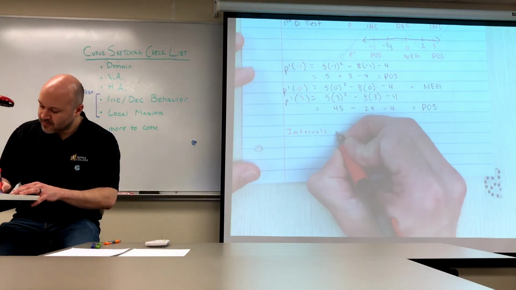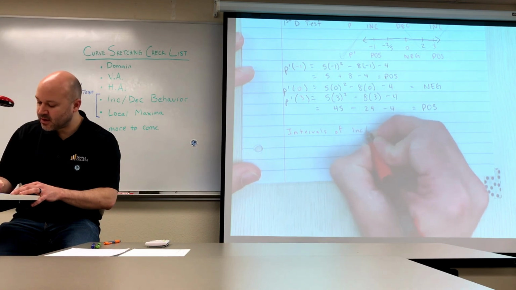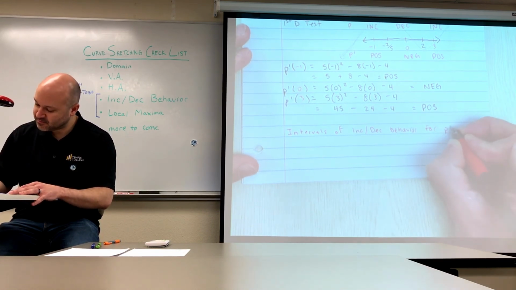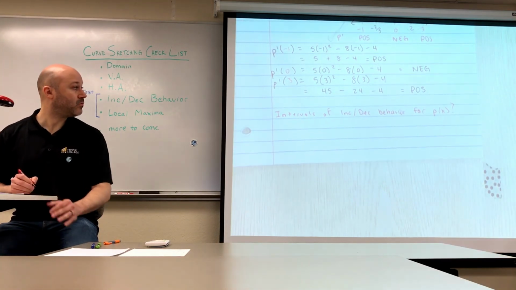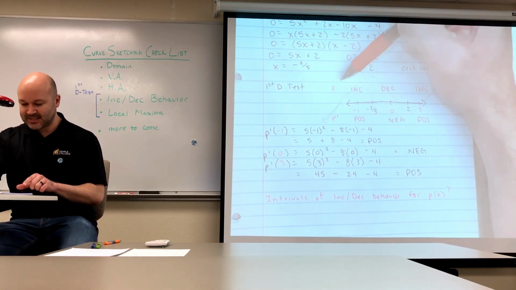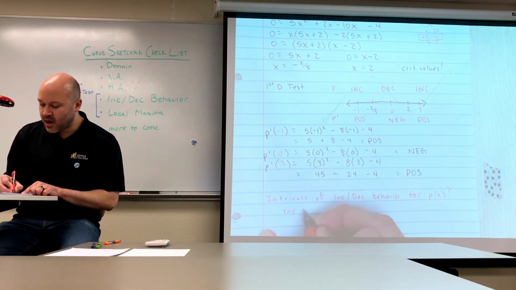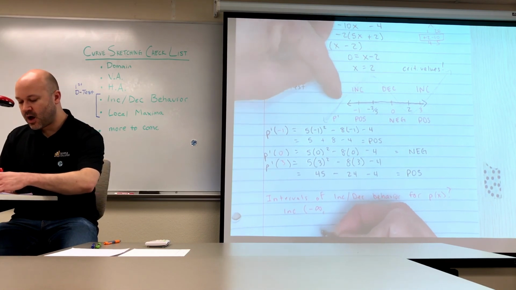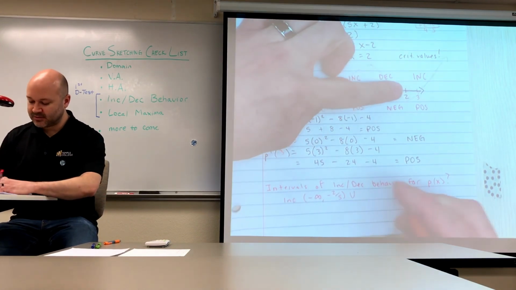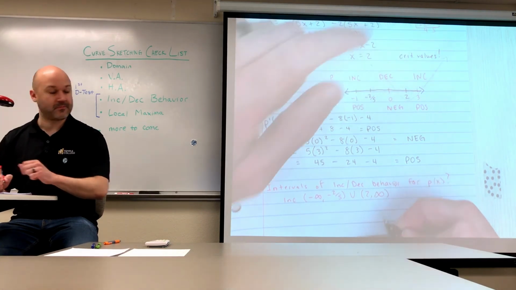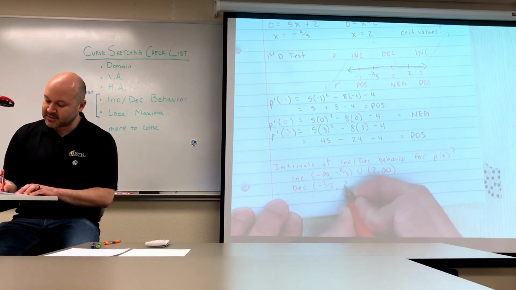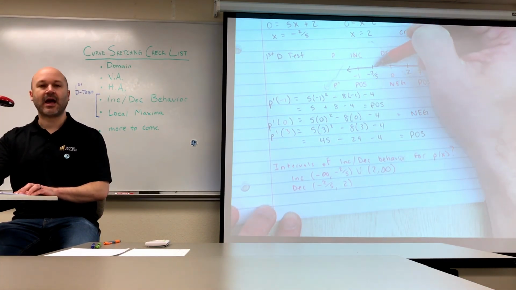What are the intervals of increasing, decreasing behavior for P of x? Well, I just want that increasing, decreasing behavior, and I've answered this question already. So I went through the first derivative test, and I can see I will be increasing along the interval negative infinity up to negative 2/5, union, I have another interval of increasing, starting at 2 and going up to infinity and beyond. I have an interval of decreasing between those two, negative 2/5 to positive 2. So that interval, I'm decreasing.